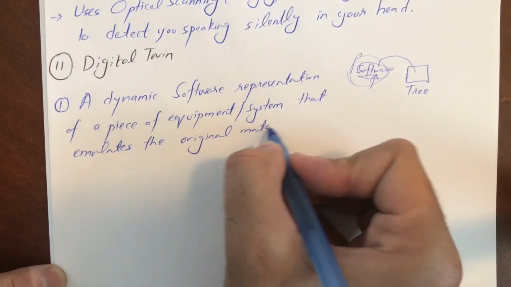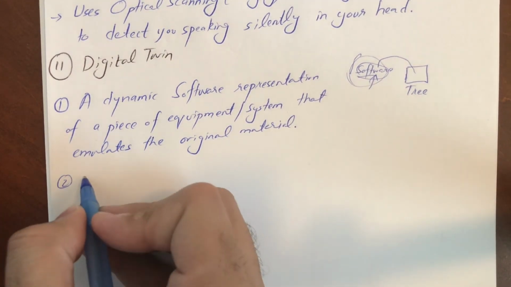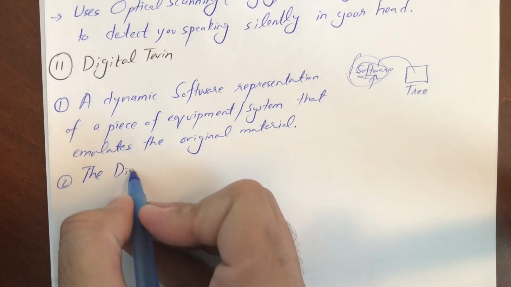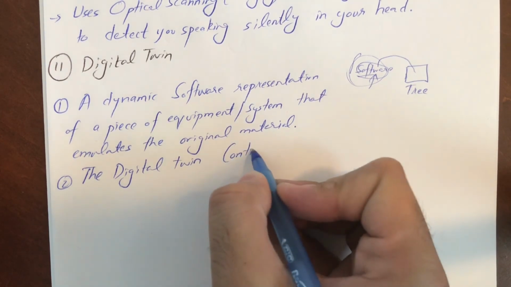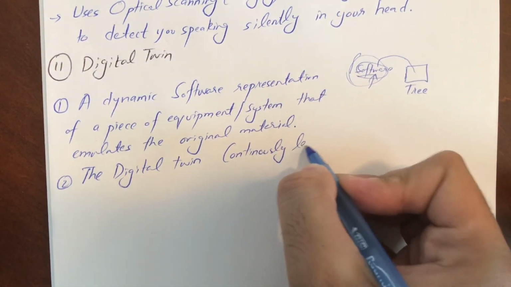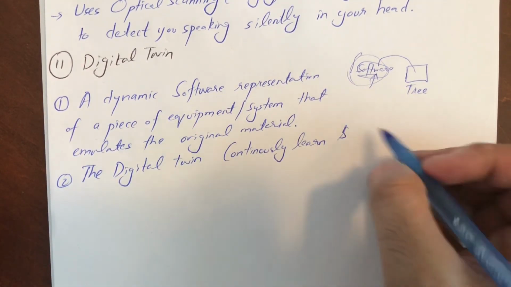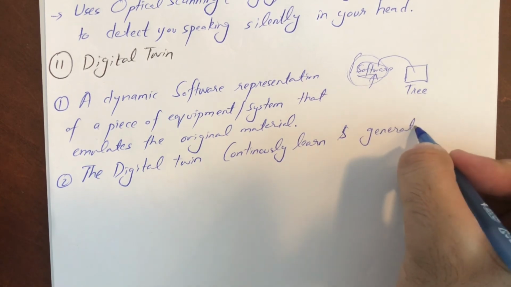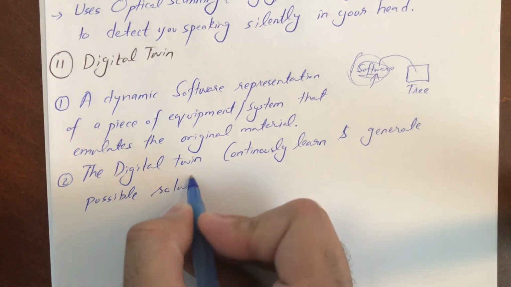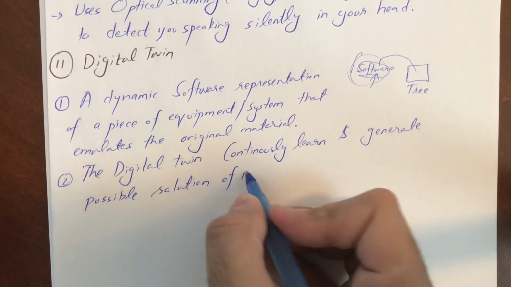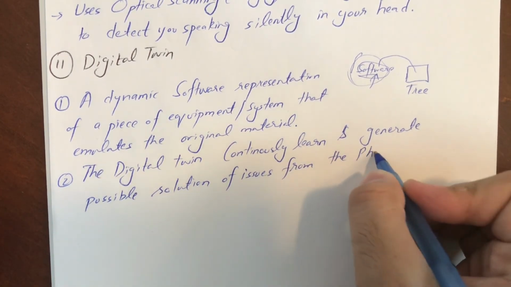It has all the same traits and everything. Other than that, the digital twin continuously learns and can generate possible solutions of issues from the physical counterpart.